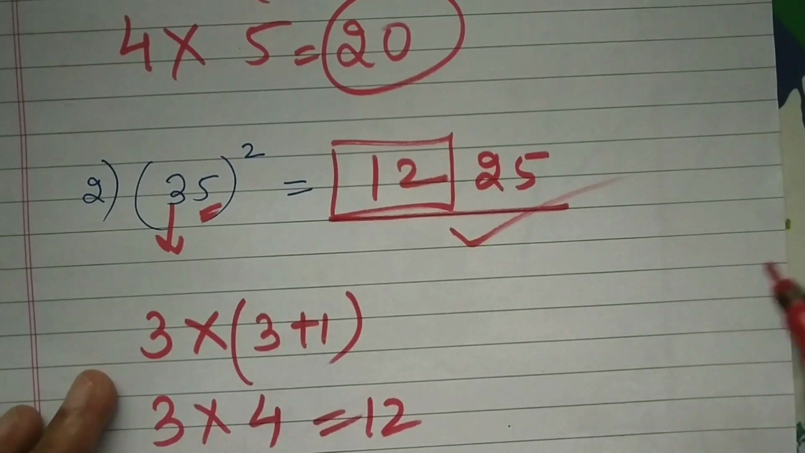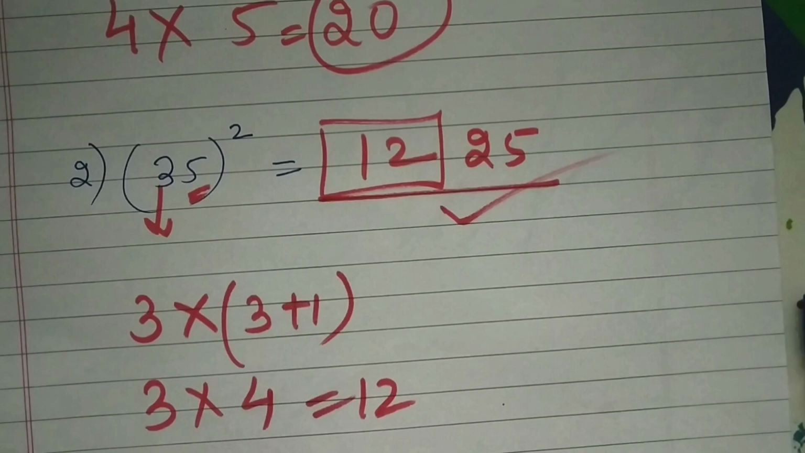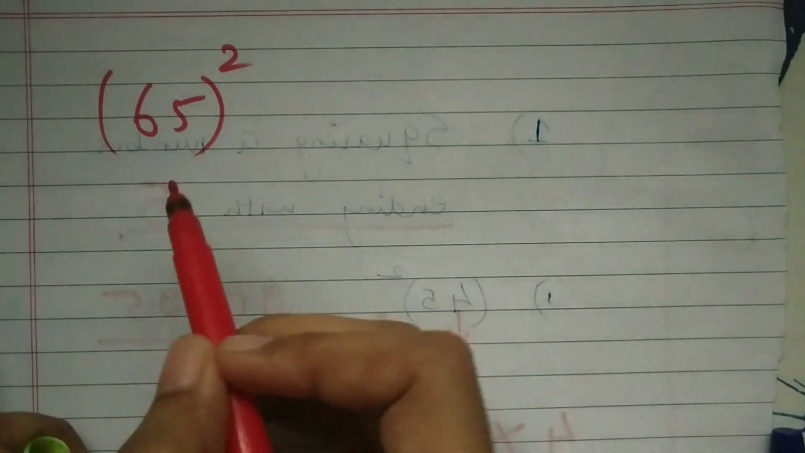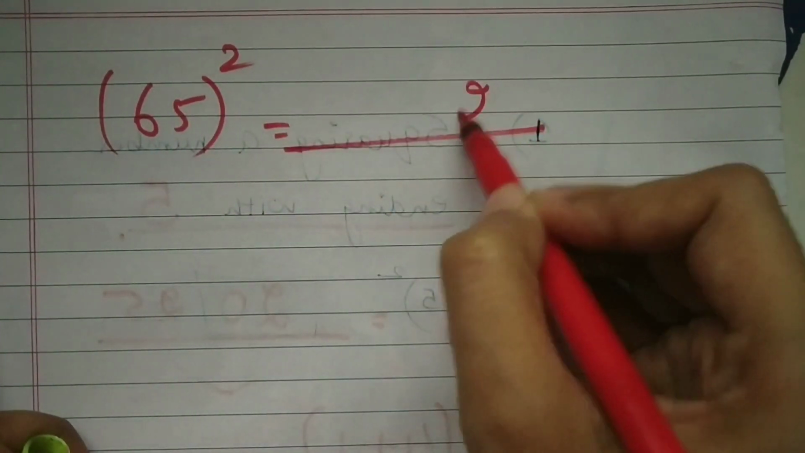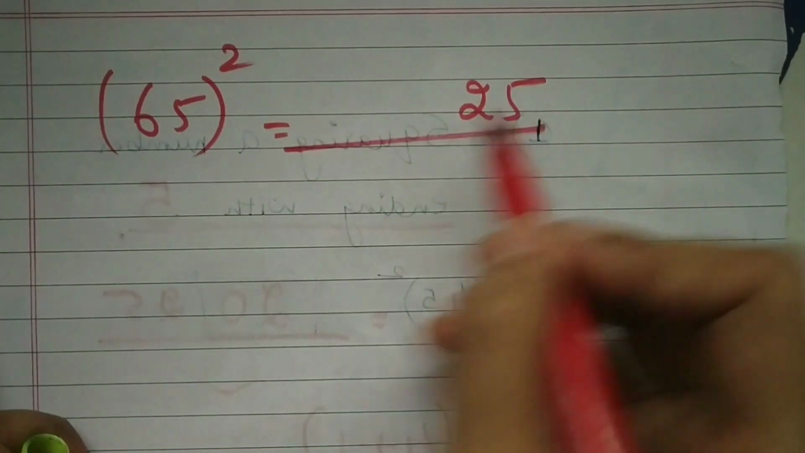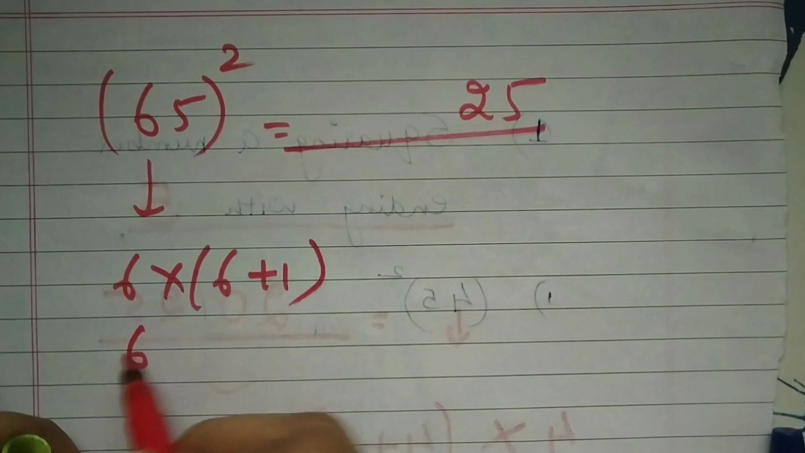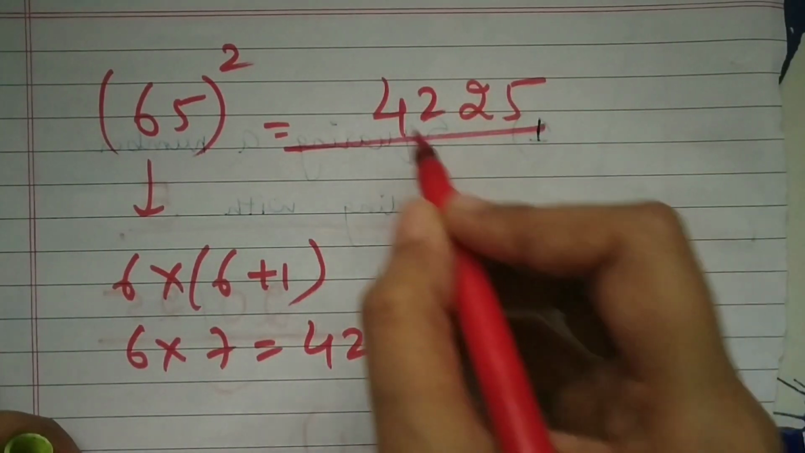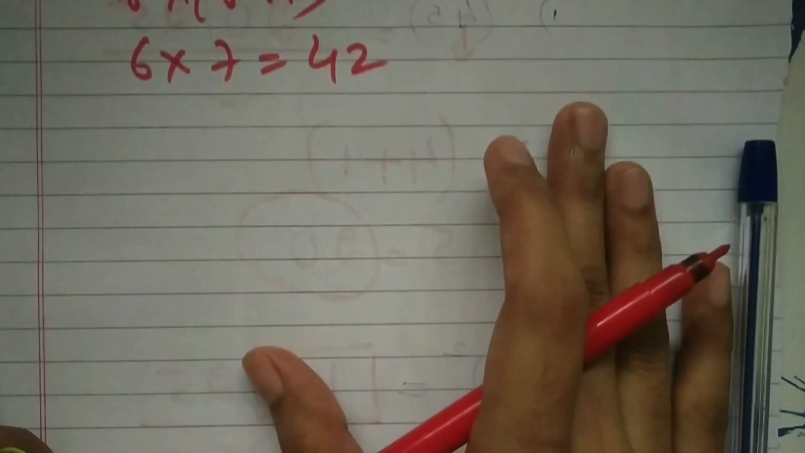Okay, now we will try to see more examples, and now you should quickly get the answers because you have understood the trick. Can you immediately tell what the answer for 65 square will be? The answer will have its last two digits as 25, and the rest will be 6 multiplied by 6 plus 1. That is 6 multiplied by 7. 7 sixes are 42. So your answer will be 4225. Immediately.